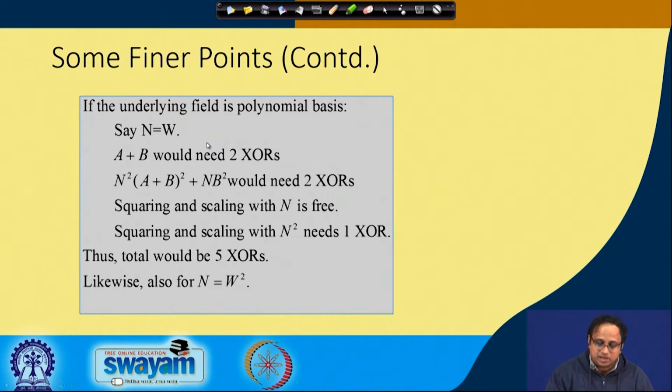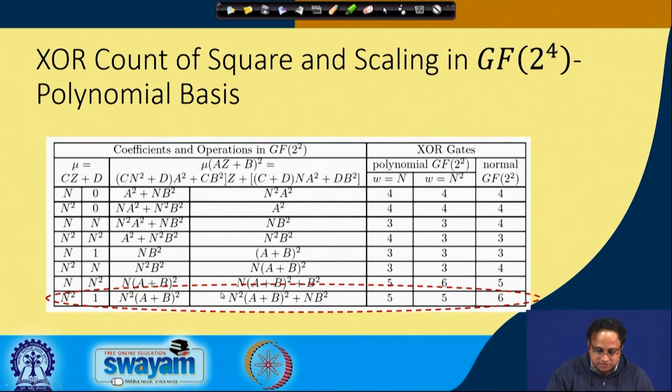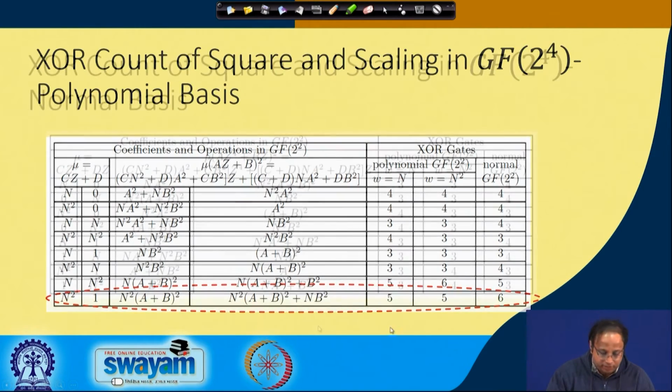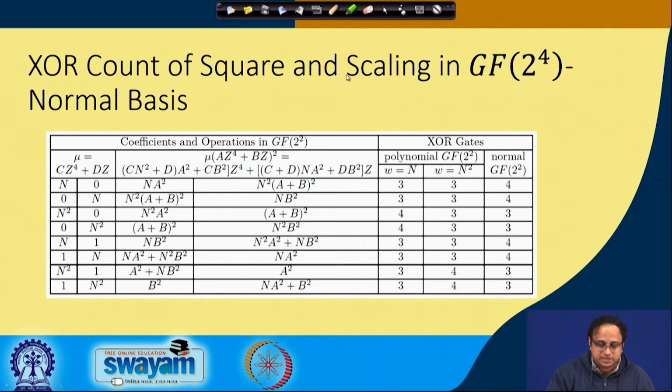Likewise, the underlying field computation can also be done in the polynomial basis. When you are doing it in the polynomial basis, you have got two choices: either n is equal to w or n equal to w square. If you take n equal to w, a plus b can be done with 4 XORs, 2 XORs each, but the squaring and scaling with n is free. The squaring and scaling with n squared will still need 1 XOR. So now you need 5 XORs. Therefore you see that in the lower field, if you do polynomial basis, you actually save 1 XOR. Likewise for n equal to w square. That is exactly what we see in this table: if you do the lower field computation in polynomial basis, you require 5 XORs each, whereas in normal basis you need 6 XORs.